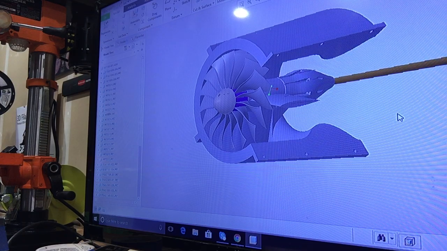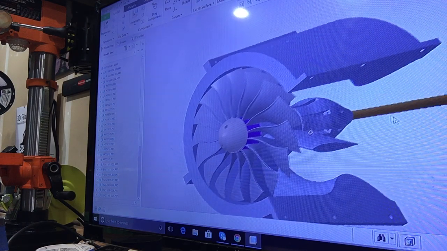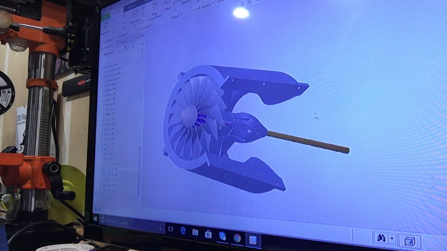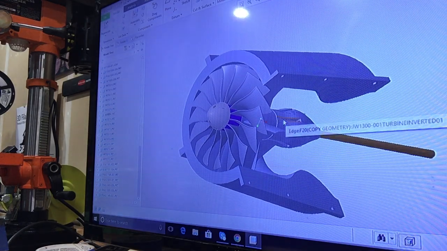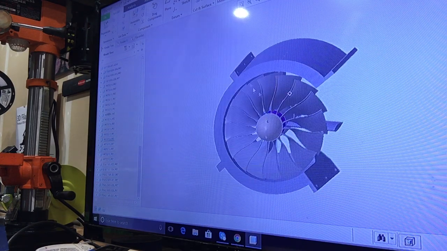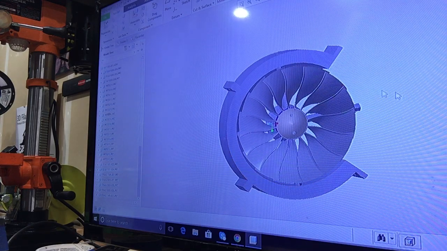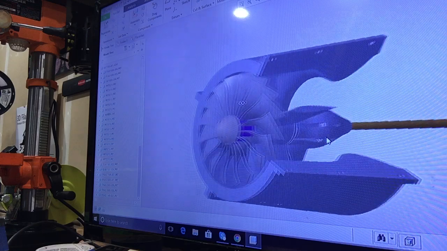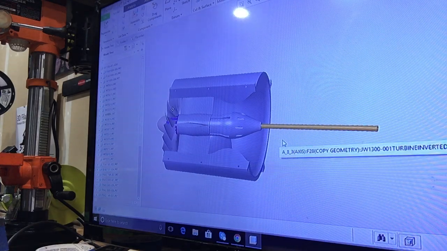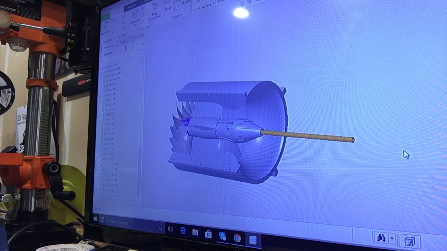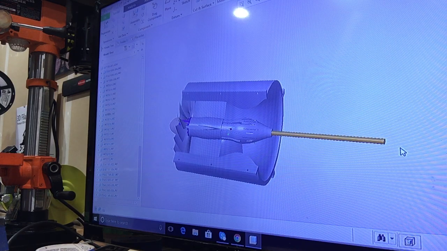I don't even have a name for it, but obviously this is a fan that I'm trying to pull. This is just the goal: pull 50 kilos of thrust. The diameter of the fan will be around 9 inches. And this will go on the test stand after the build, and will be powered by a brushless motor.